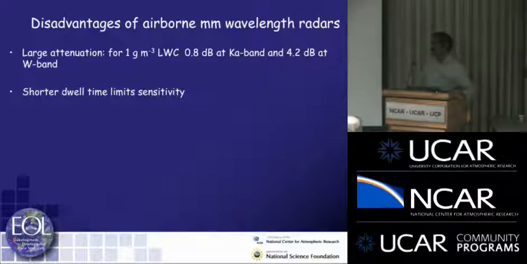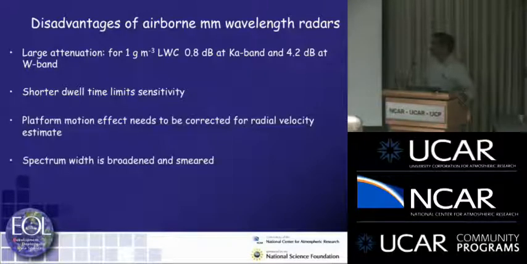On the airborne platform, we have a limited dwell time, and that makes it difficult to get a lot more independent samples and higher sensitivity. But still, we are pulsing much faster, 10 kilohertz, compared to 1 kilohertz in ground-based radars, so you get 10 times more samples than what we get. And that makes it much better to get a good sensitivity. But still, in a ground-based configuration, we can get a higher sensitivity if we do that. Again, the platform motion effects need to be corrected because it's a moving platform. At the same time, the Doppler spectrum width is smeared because of the moving platform configuration, and so you have to correct for that.